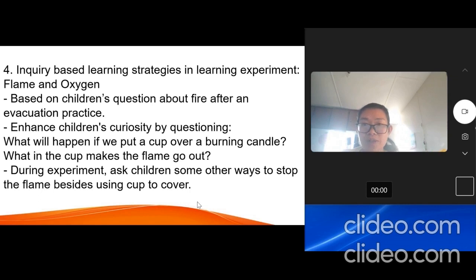While we are doing the experiment, I ask children for other ways to stop the flames besides using cups to cover them. So that's my learning experience. I use a lot of questions to enhance children's curiosity, to push children to think and understand more.